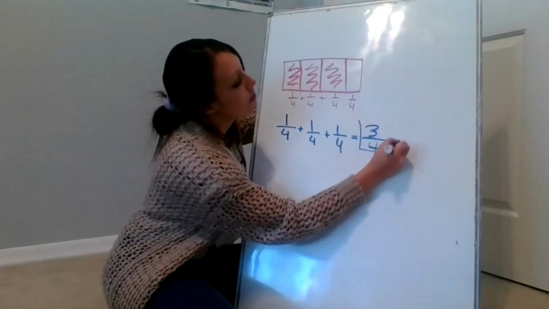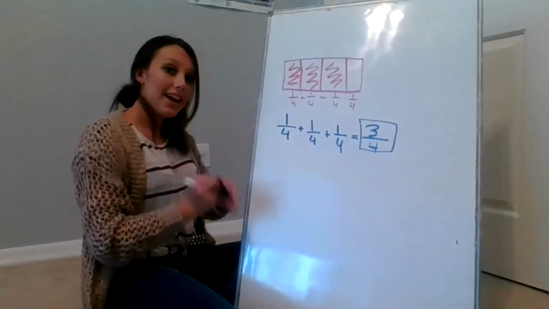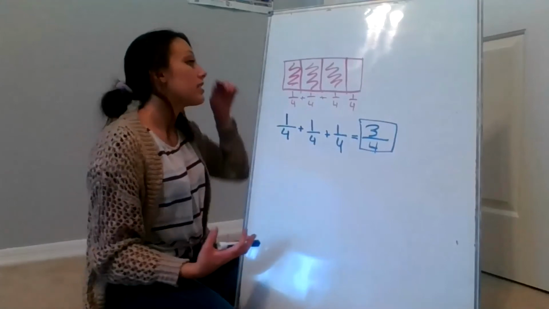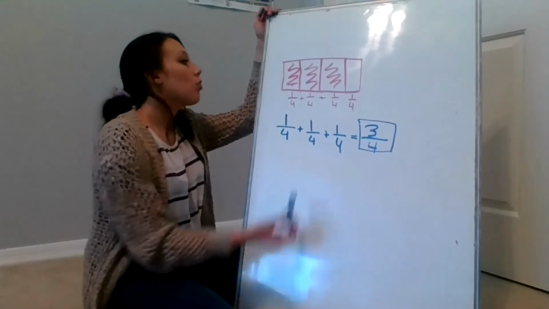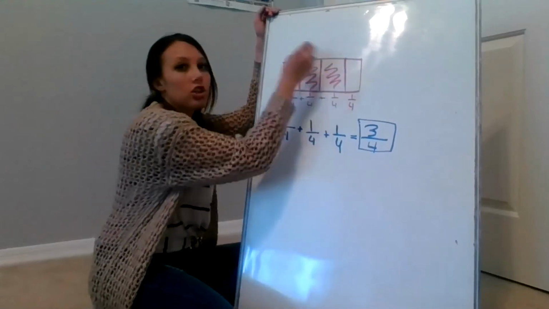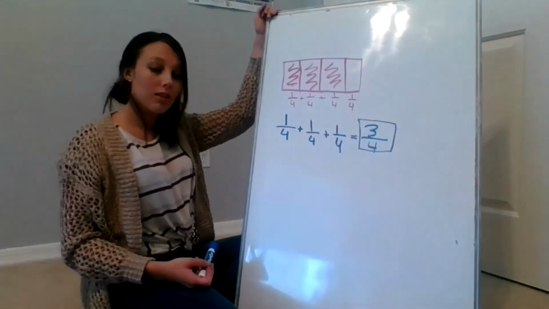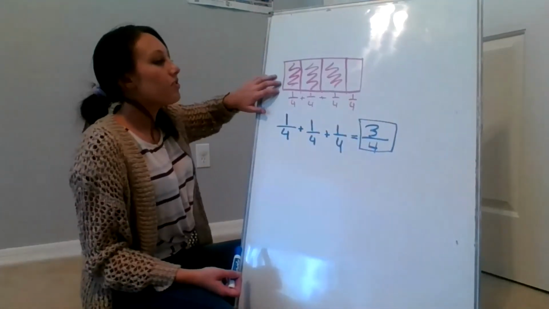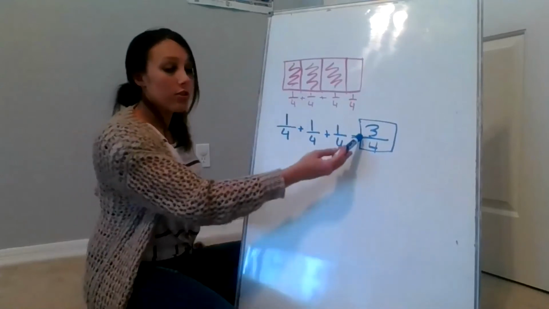And that is how much is shaded. Now, we did that. Yay! There's another way of doing this though, and we're going to discuss it today. So if we look at this, we shaded 3 sections, right? Look at this top number here. This top number is 3. We shaded 3 of our quarters, and our answer is 3/4.